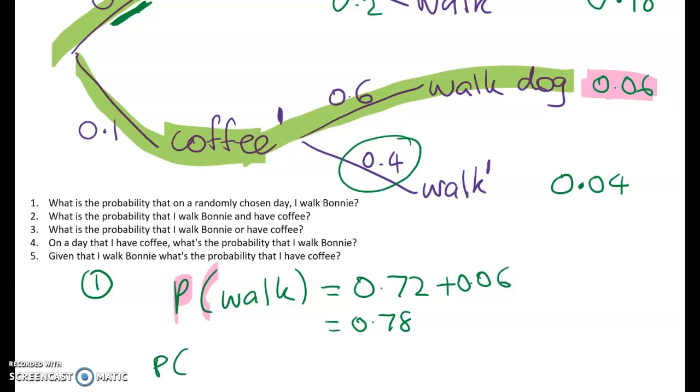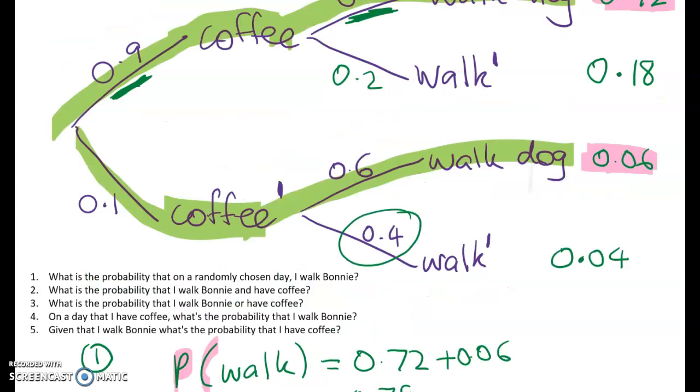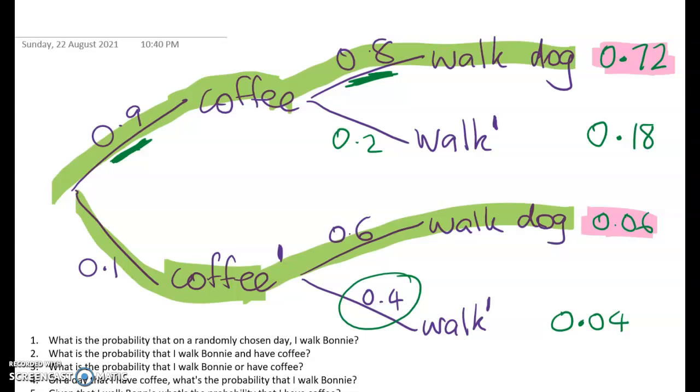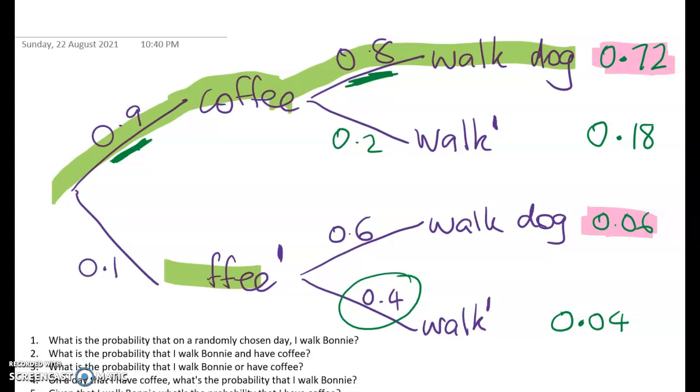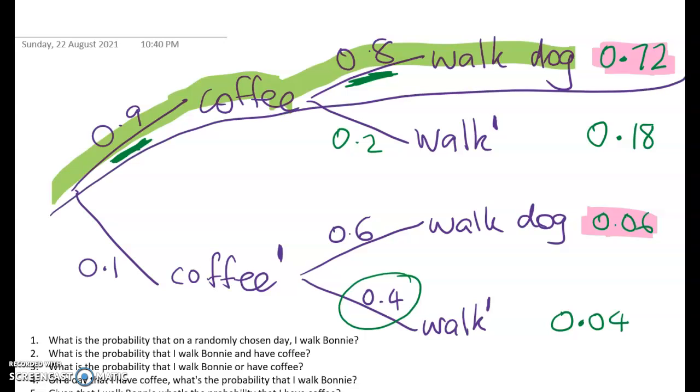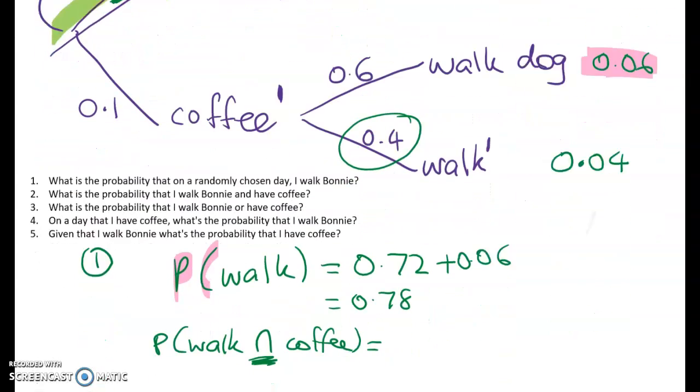Okay, what is the probability that I walk Bonnie and have coffee? So that's very easy from a tree. So it's walk and have coffee. Remember this notation I talked about in my first lockdown video. So walk and have coffee is simply that top tree branch. So it's just the one up here, coffee and walk. So that's pretty simple. That's 0.72.